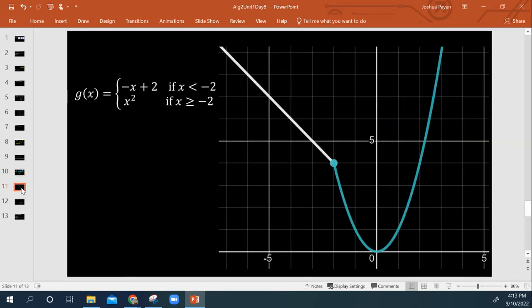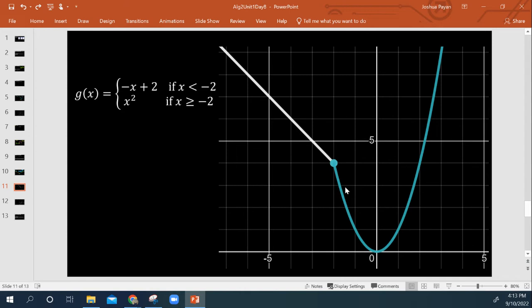So let's look at another one, to get this really into perspective. Now we've got a piecewise function. G of x behaves as -x plus 2 so long as x is less than -2. Then whenever x is greater than or equal to -2, it behaves a different way.